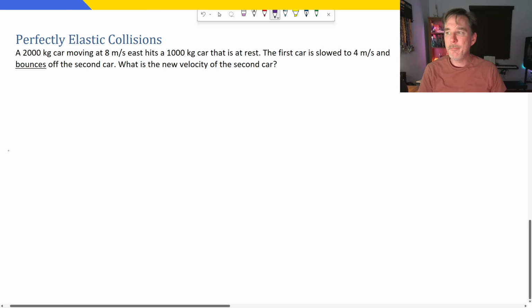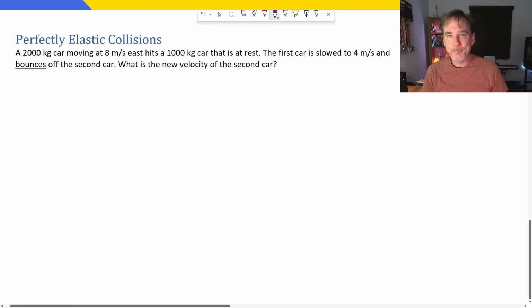So in this example, we have here a 2,000 kilogram car moving at 8 meters per second to the east. It's a 1,000 kilogram car that is at rest. The first car is slowed to 4 meters per second and it bounces off the second car. What is the new velocity of the second car?